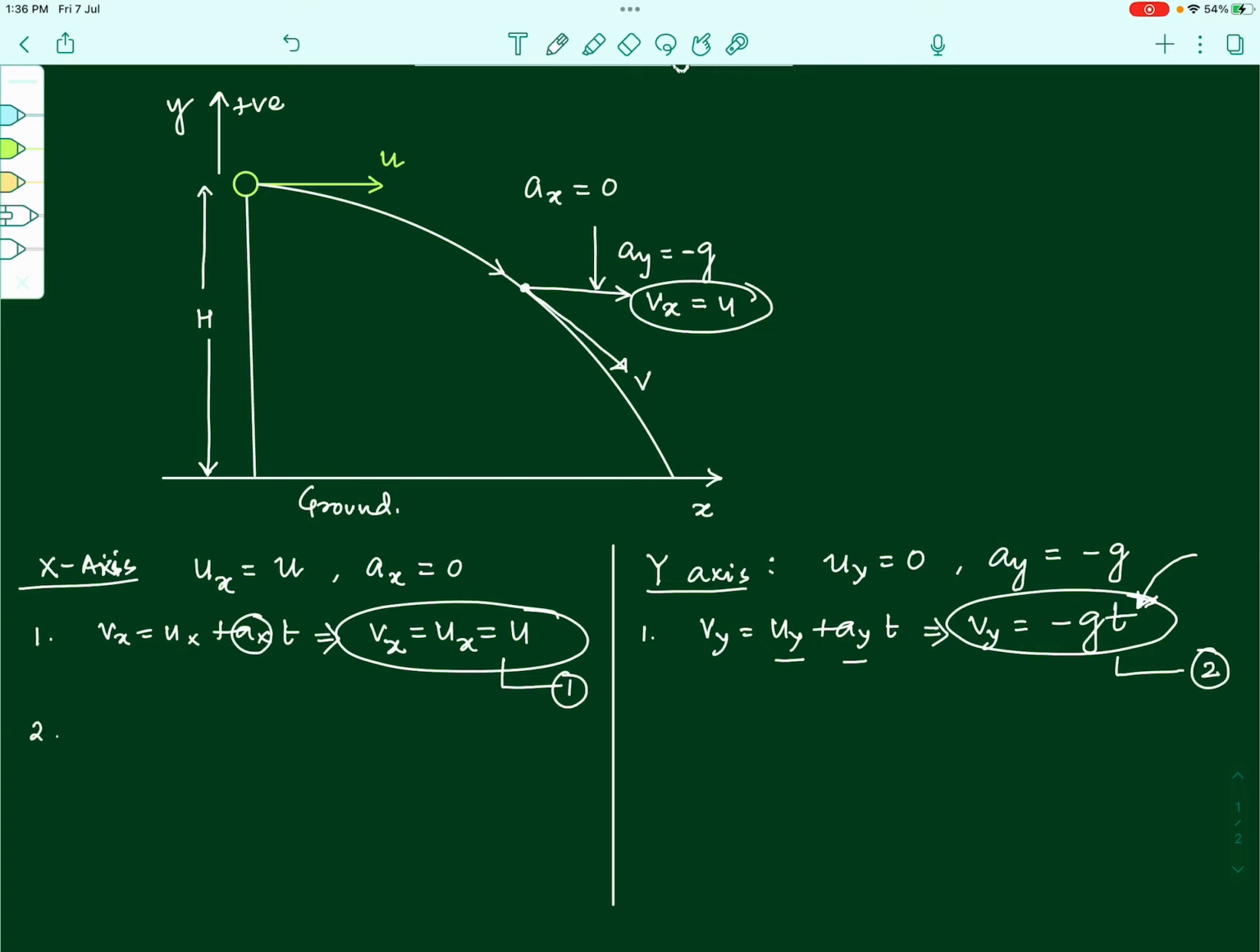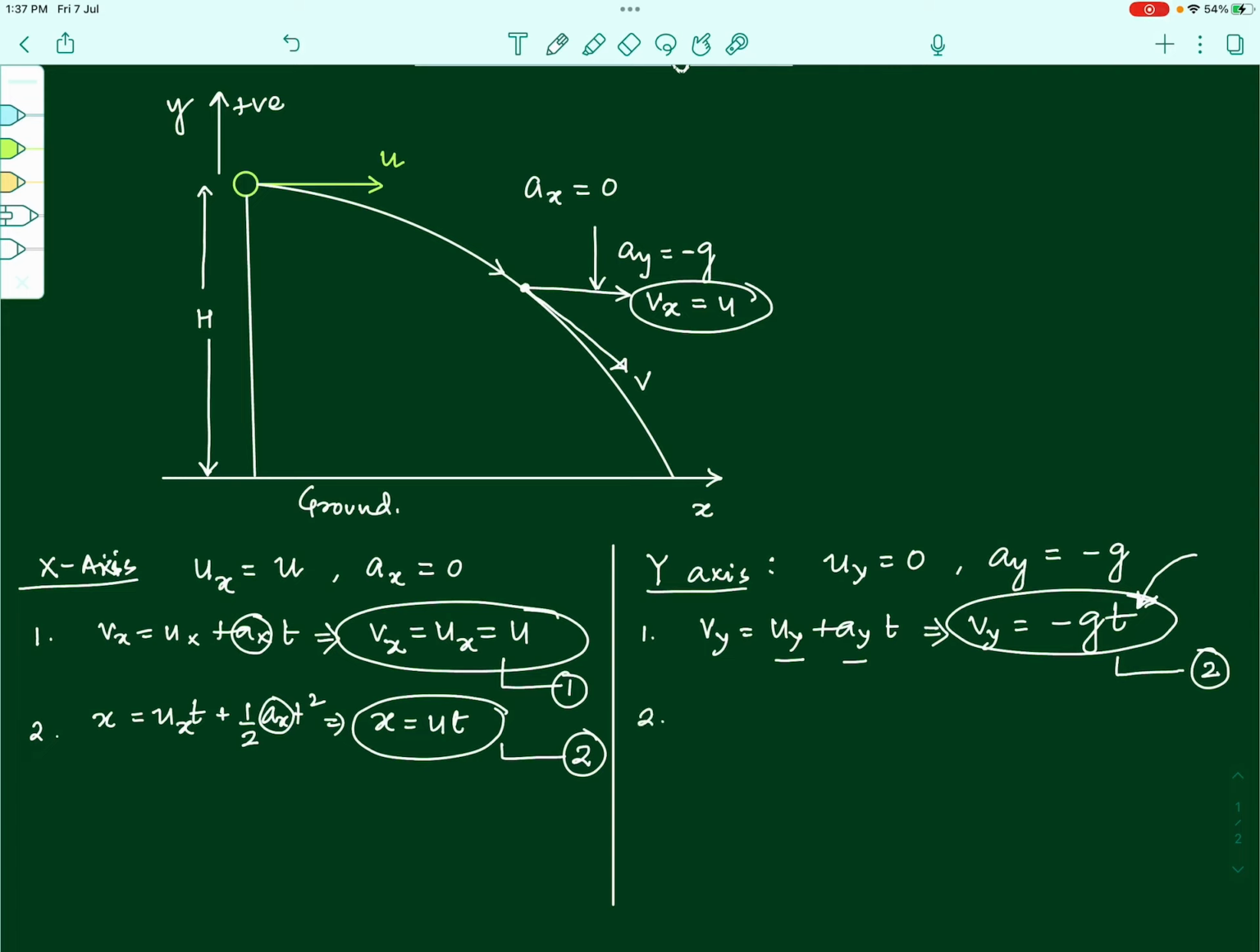Second equation, along the x-axis, s is equal to ut plus half at squared will give us x is equal to ux t plus half ax t squared. Once again, since ax is 0, this will give us a simplified equation as x is equal to u into t. Ux is u. So an equation similar to distance is equal to speed into time, which is an equation for uniform motion, which we know is there for the motion along the x-axis.